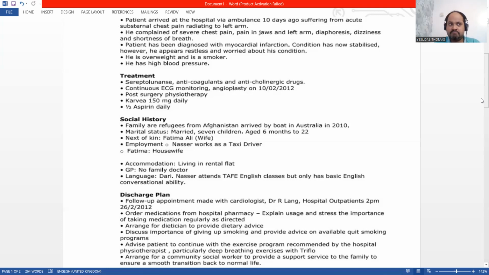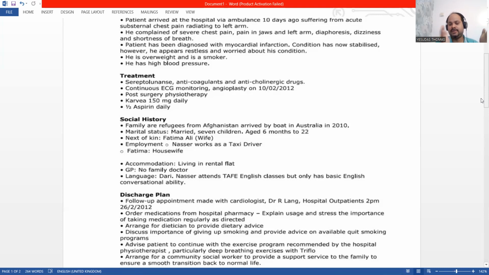TAFE is a language support class in Australia, which helps non-native English speakers to improve their proficiency in English. So that's what we need to understand, so we can write TAFE English classes. There is no problem if you don't know the full form of TAFE. No worries, you can just write TAFE English classes.